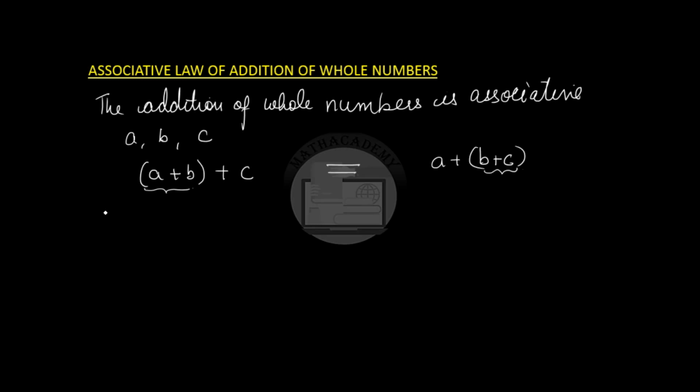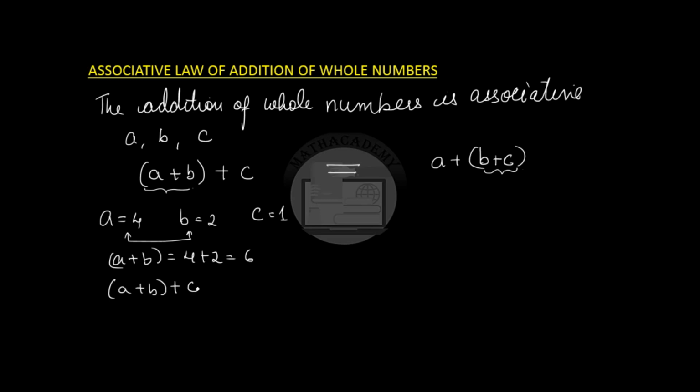Okay, let us take an example. Suppose A is 4, B is 2 and C is 1. We will first try to associate A and B. We will try to add A and B. So A plus B is nothing but 4 plus 2, which is 6. And now this A plus B will be added to C. So we will do 6 plus 1, which is 7.